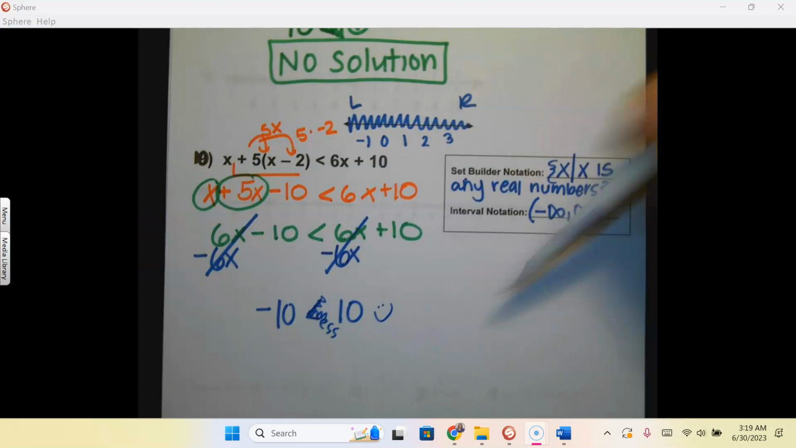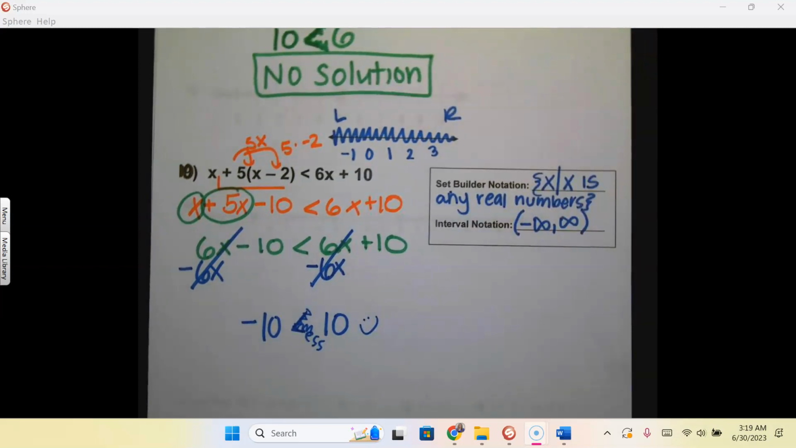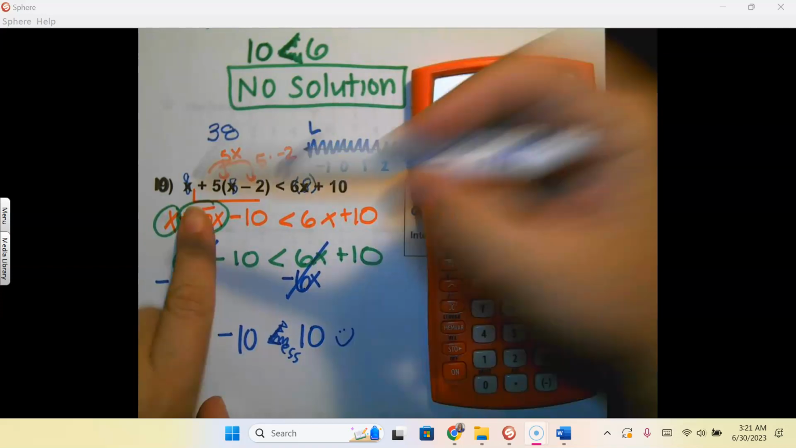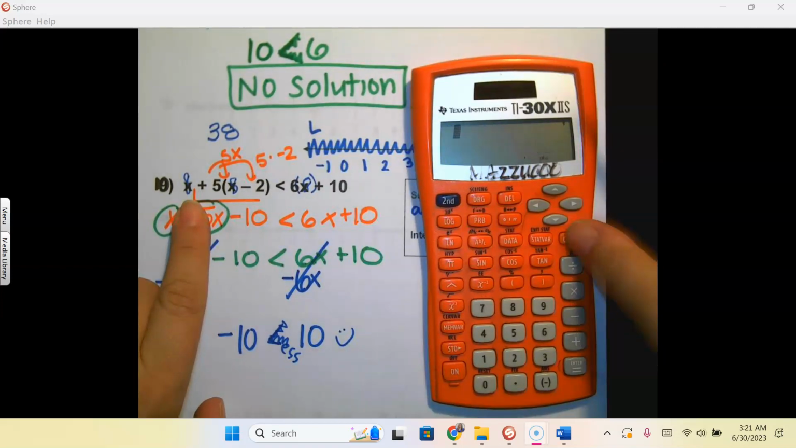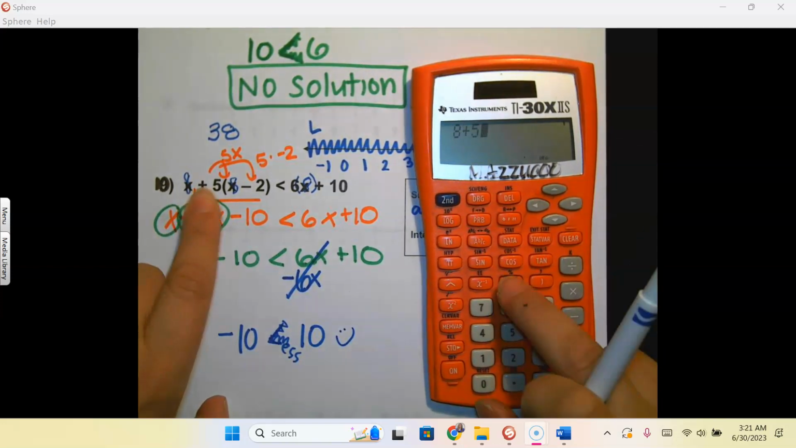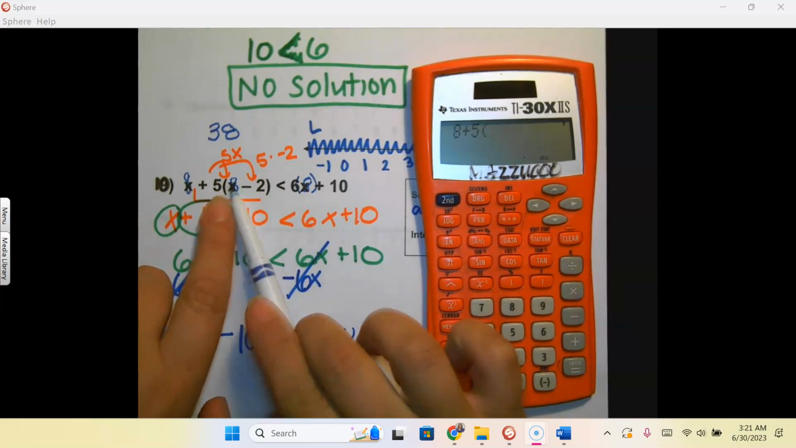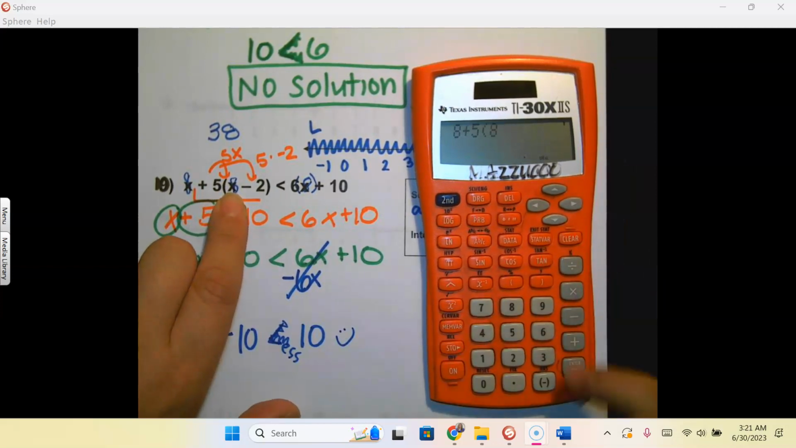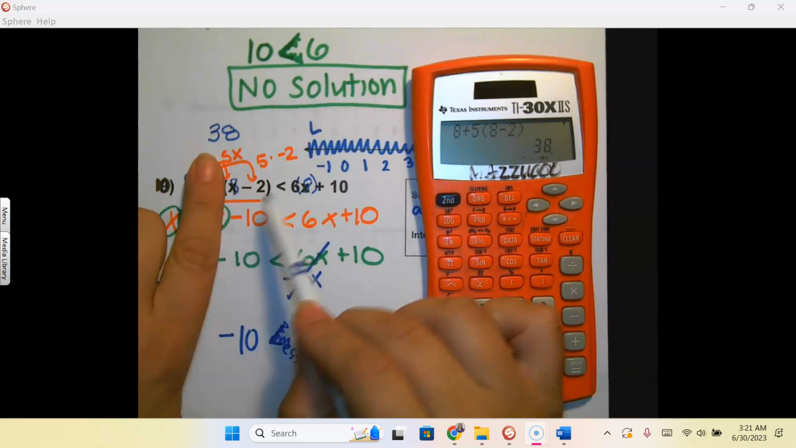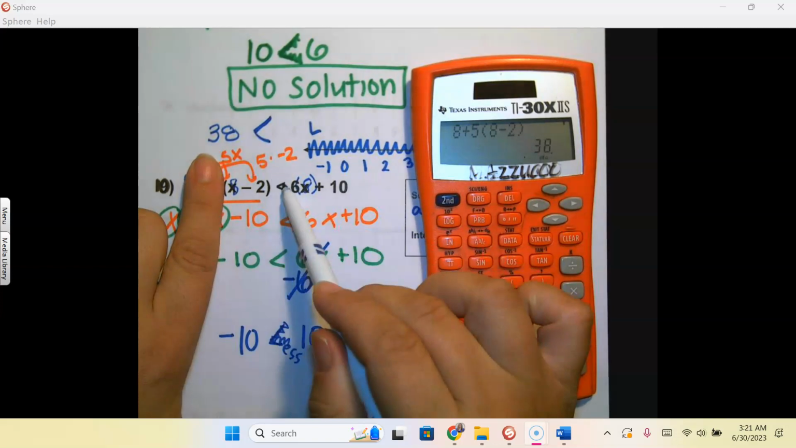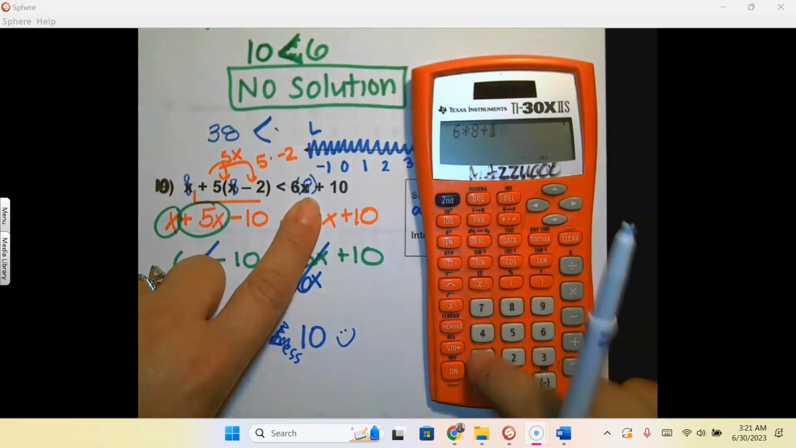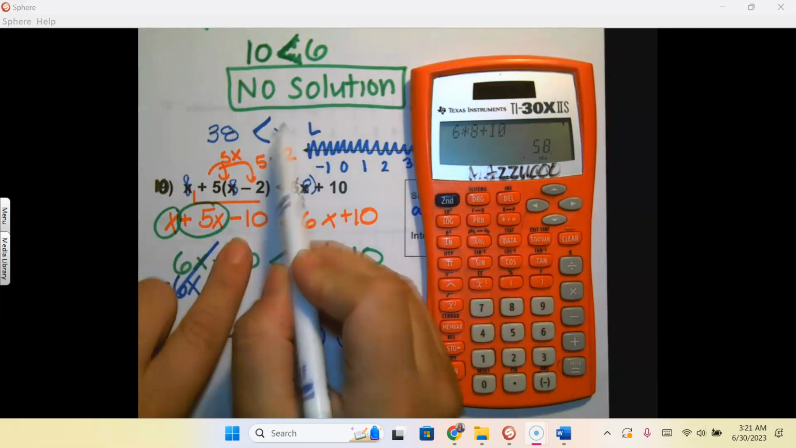Okay, so again, this means any number would work. So go ahead and pick any number you want. So I picked 8, and I'm going to plug in 8 for all the x's. So 8 plus 5, and then a parenthesis, and then the x I picked was 8, so you could pick whatever number you want. And I put that in my calculator, and I get 38, and then the symbol was like this. And then over here I'm going to do 6 times 8 plus 10, and I get 58.